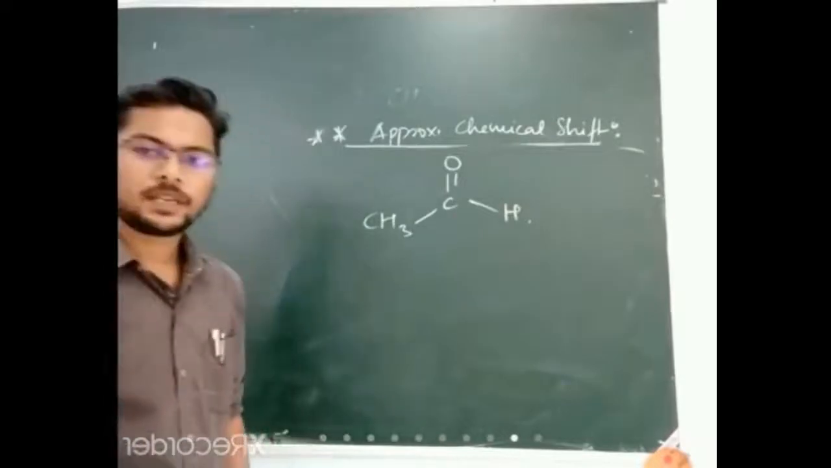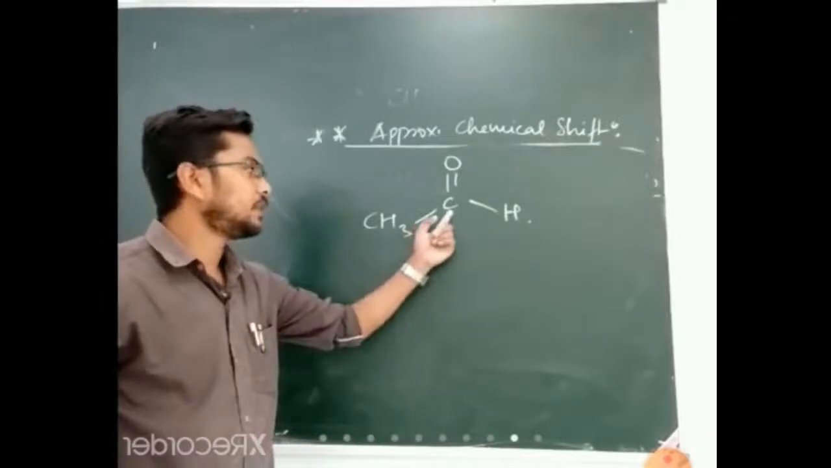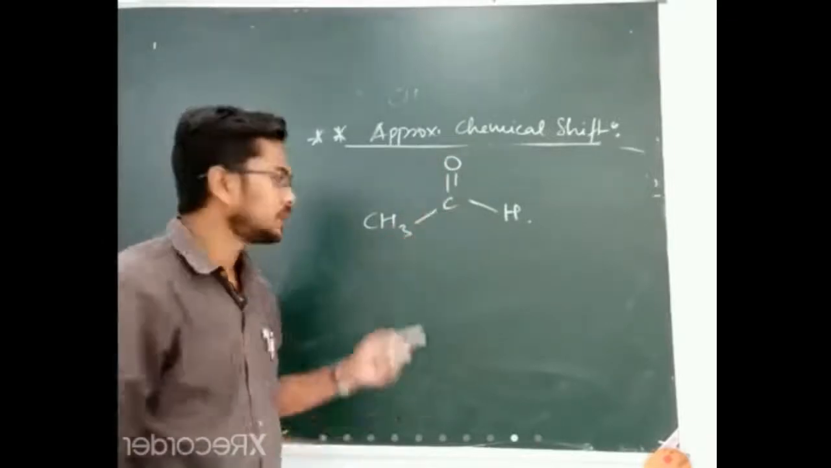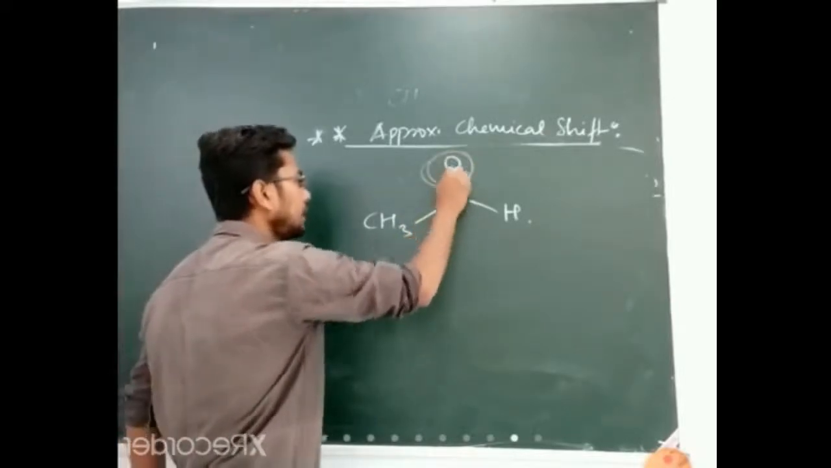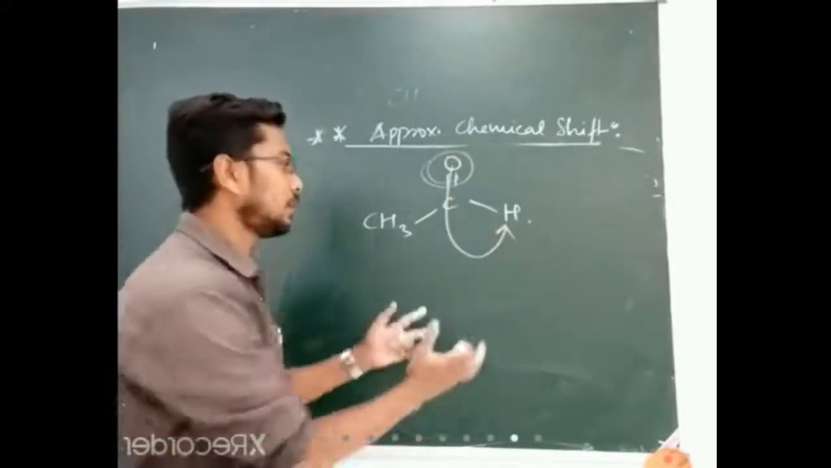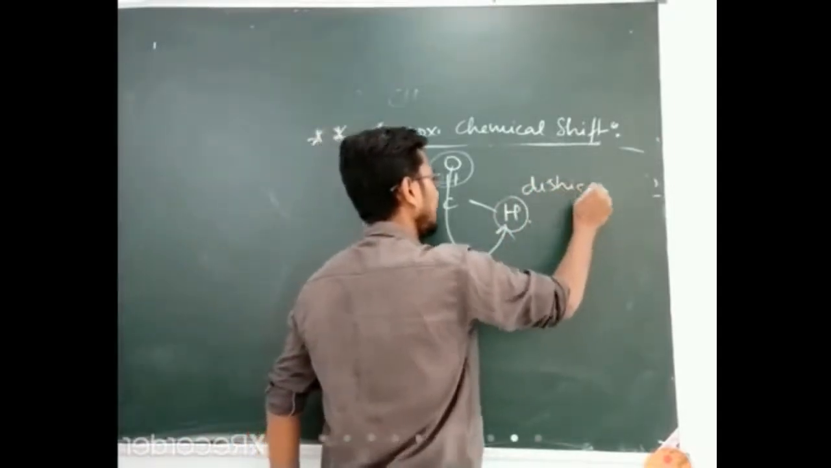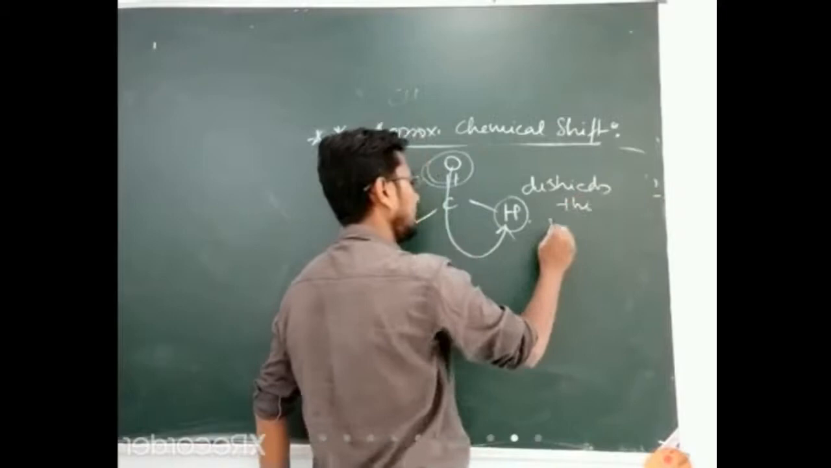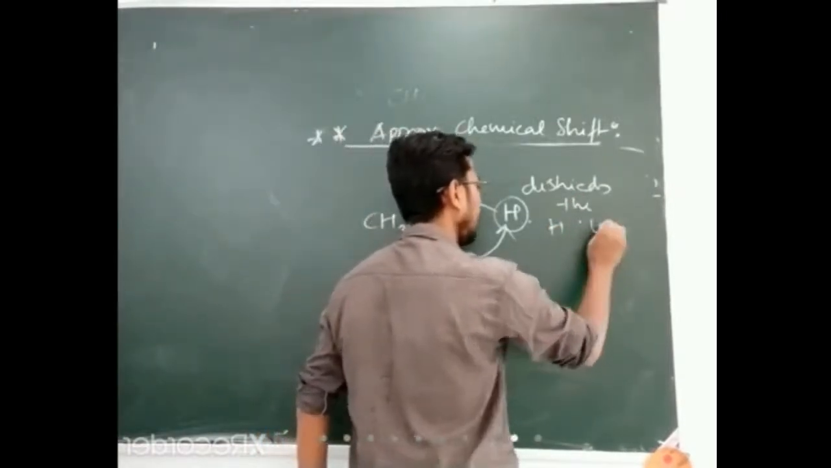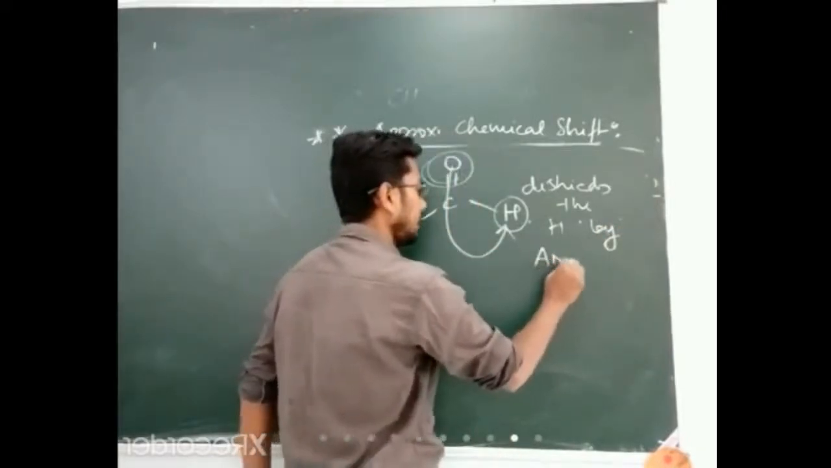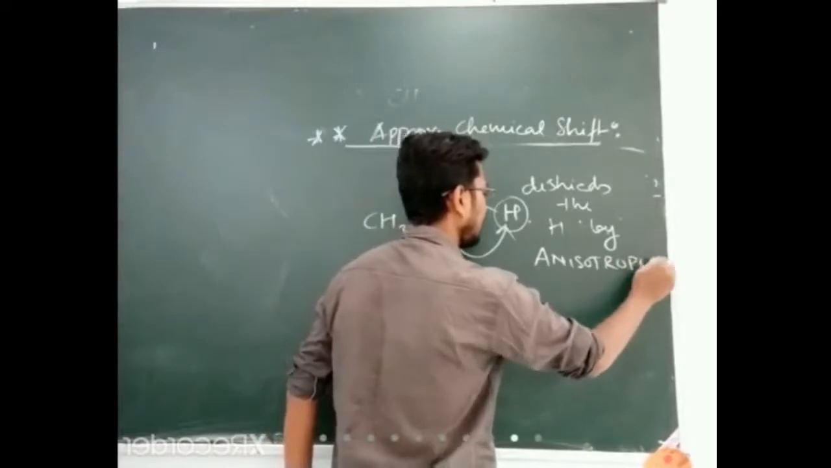These are aldehydes. Again, this is a very electron withdrawing group. It withdraws the electron density, and also because of this pi electron cloud, this ring current effect, it deshields this hydrogen by the anisotropic effect.